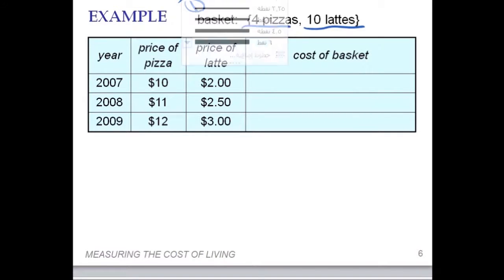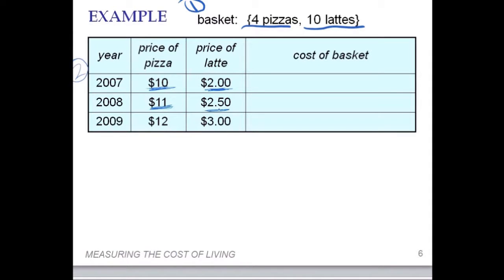Second step is to find the prices. You can see they are also given in the exercise for each year. In 2007, the price of pizza was $10 and the latte was $2. In 2008, the price of pizza was $11 and the latte was $2.50.